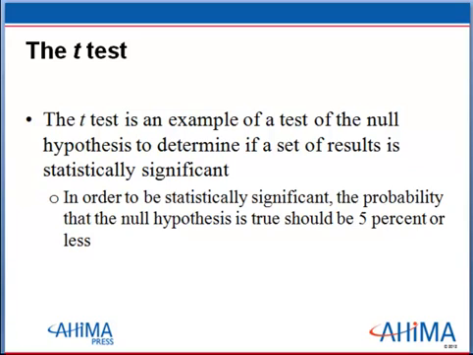A t-test is an example of a test of the null hypothesis to determine if a set of results is statistically significant. In order for the results to be considered statistically significant, the probability that the null hypothesis is true should be 5% or less.